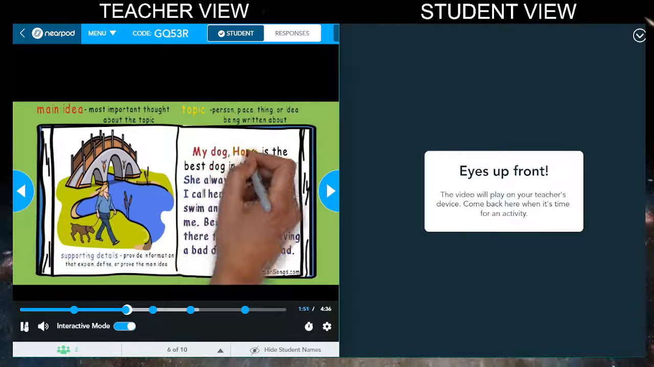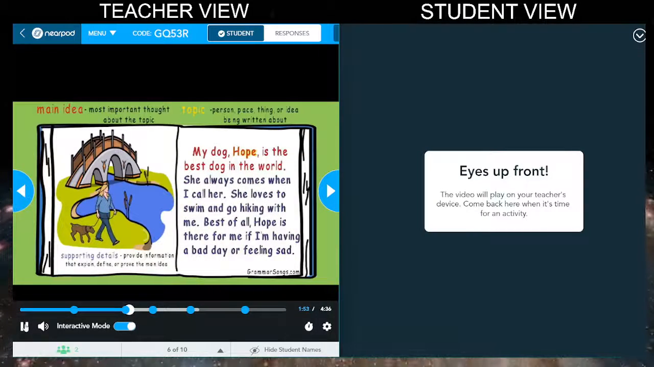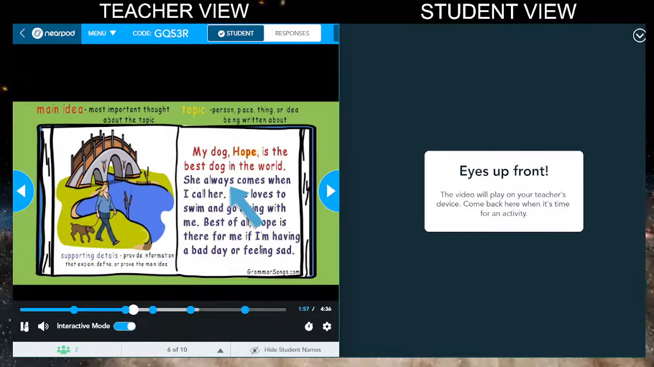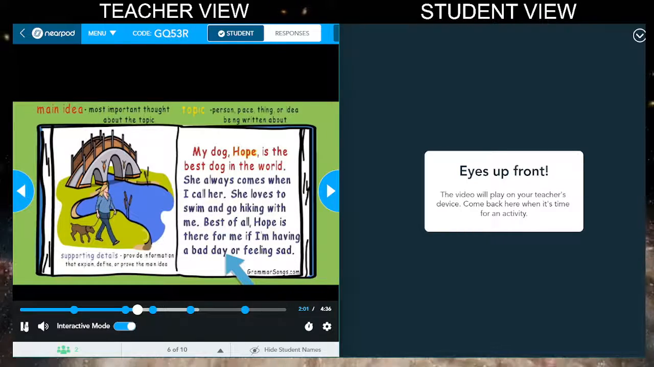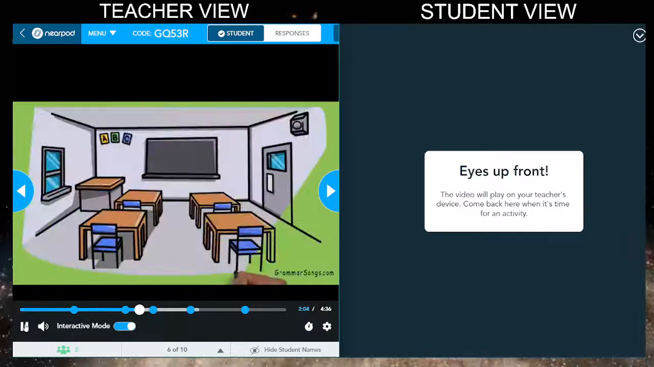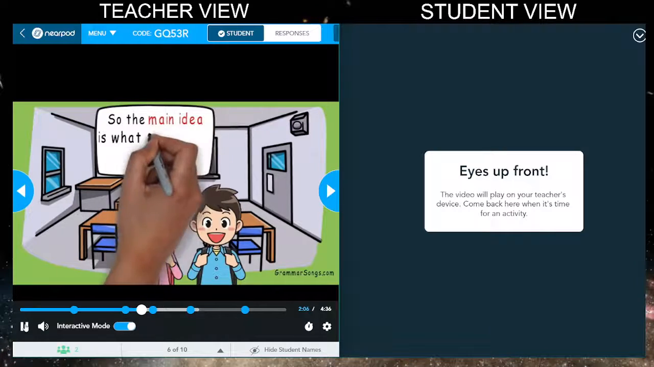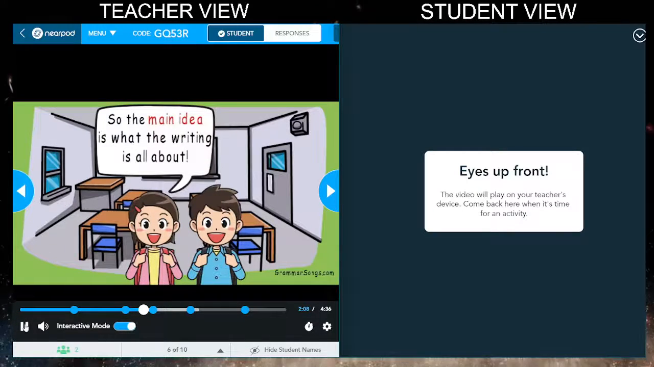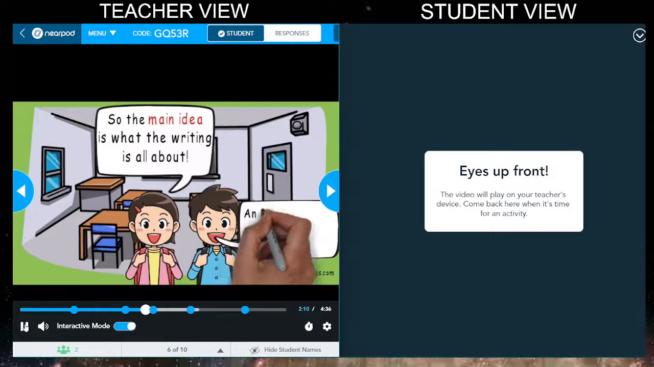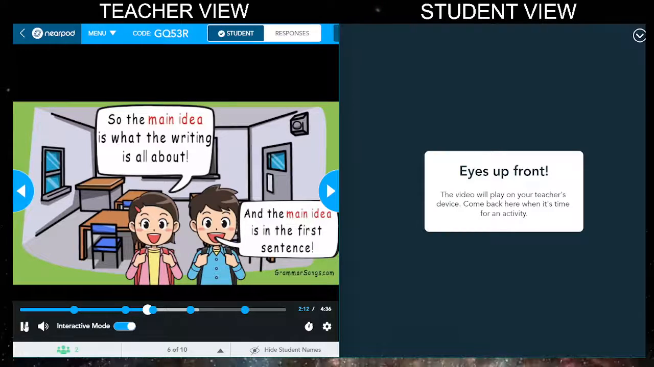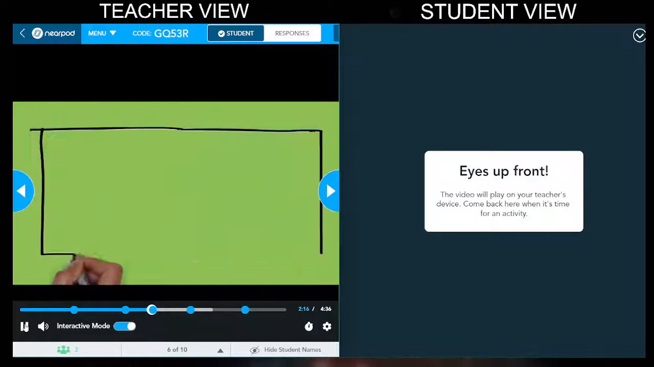So now it's easy to see that "My dog Hope is the best dog in the world" is the main idea of this paragraph. Every sentence in the paragraph talks about Hope's good qualities. The supporting details explain why Hope is the best dog in the world. So the main idea is what the writing is all about. Yes, and the main idea is in the first sentence. Well, often the main idea can be found in the first sentence, but not always.